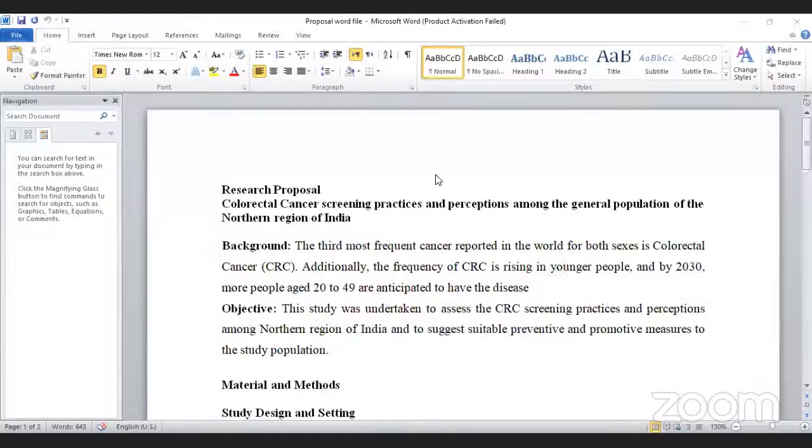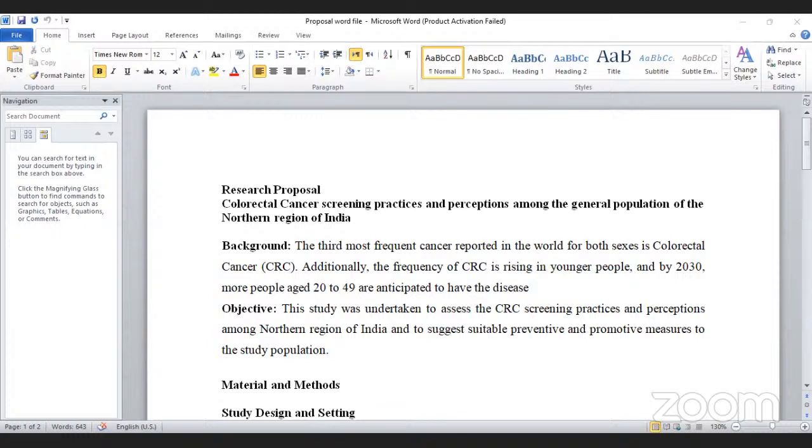Sir, can you see it, sir? Yes, it can be seen very easily. Thank you, sir. Just go ahead. Yes, sir. So this is my title: colorectal cancer screening practices and perceptions among the general population of the northern region of India.